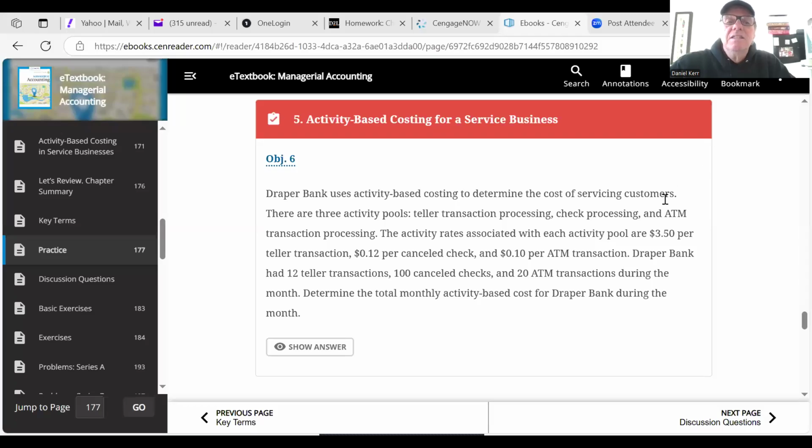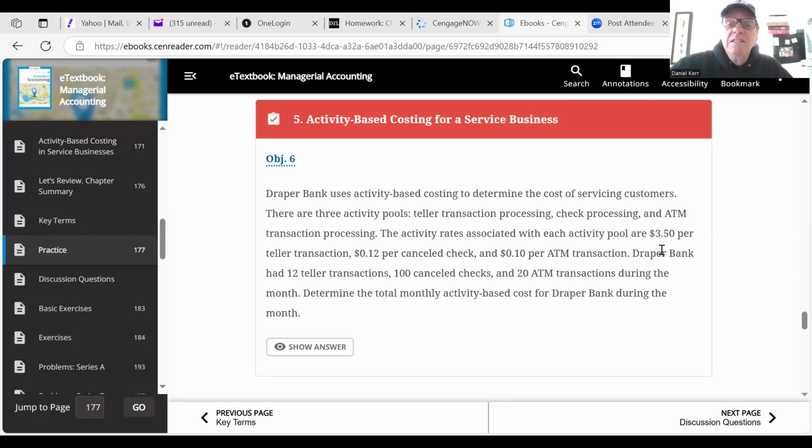I'm going to go to this exercise, and this is exercise 6 in your text, and it's on page 177. And we're going to do this for a bank. So we're going to do activity-based costing for a bank. And what we're going to do here is we want to come up with the total administrative costs for the bank for a period of time.